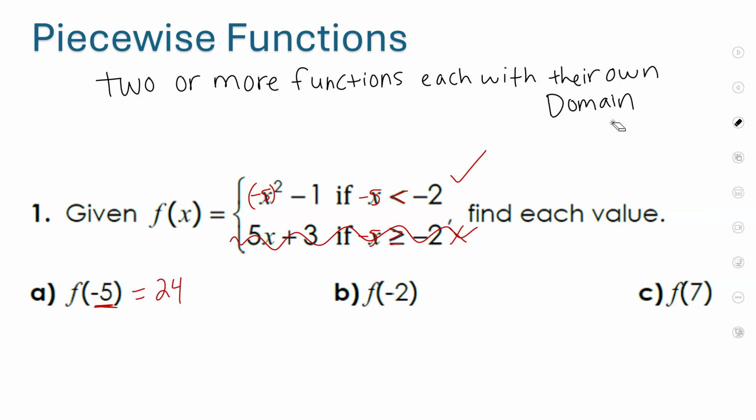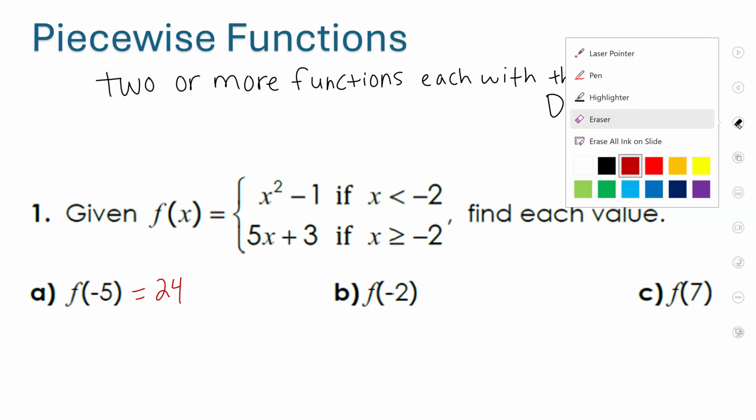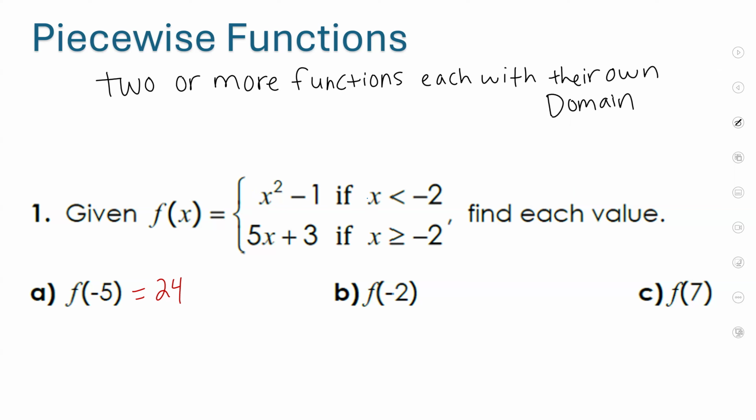Let's do the same process again. We have to figure out which function we're going to use. This time, my x value is -2. So we have to figure out which equation we're going to use. Is -2 less than -2? No. Is -2 greater than or equal to -2? Yes. So we're going to use this bottom one. So guys, we're going to plug in a -2. We'll get -10 plus 3. So this is -7.